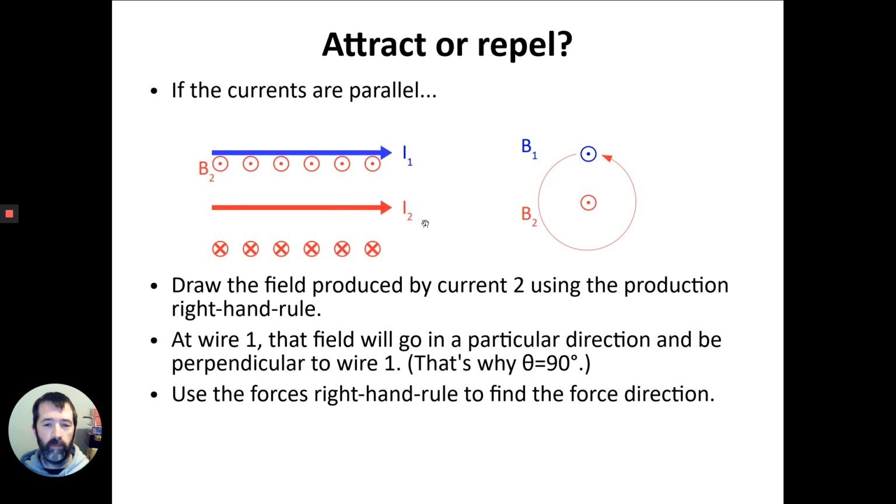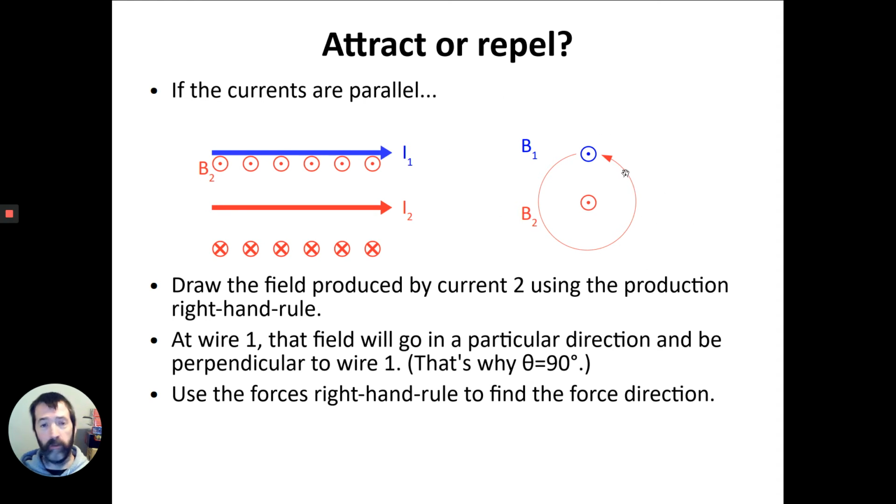So I know that wire 2, the red one, is going to make a magnetic field as I've drawn it here. Below the wire, the field goes into the screen. Above the wire, the field comes out of the screen. On the right, I've redrawn it from another angle.